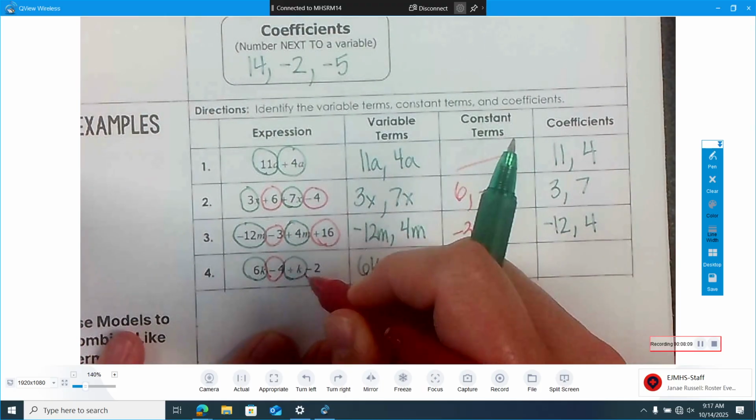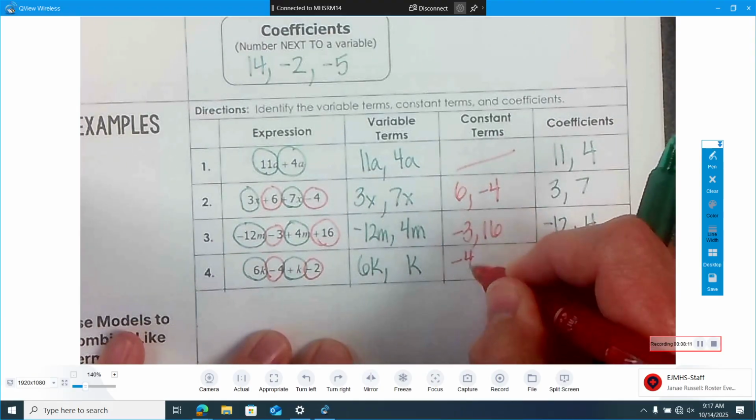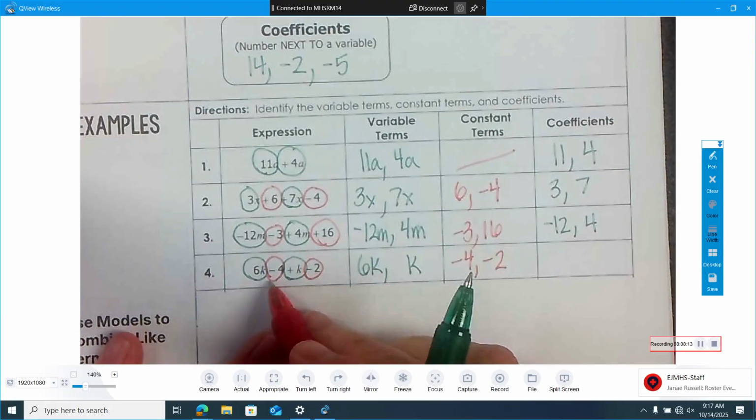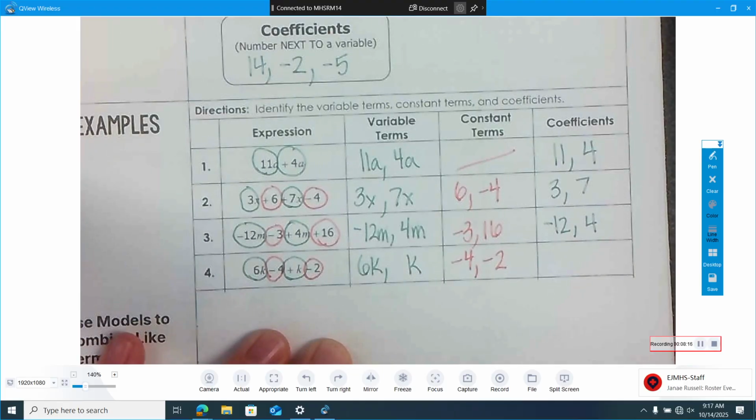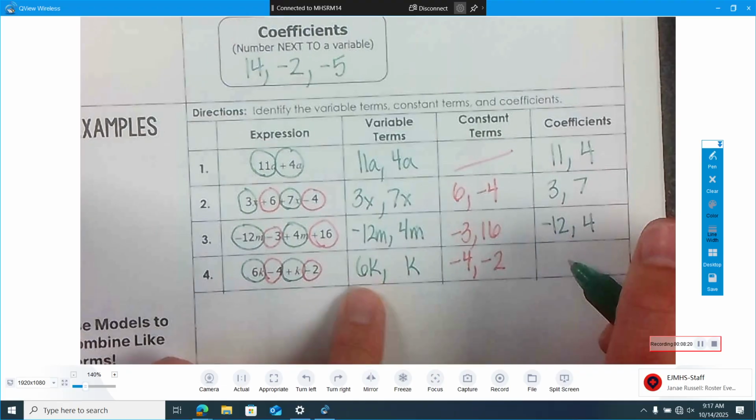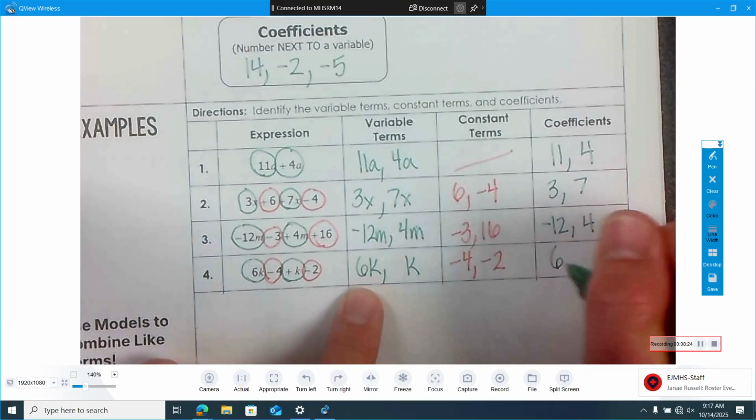Negative 4 and a negative 2. Very good. We have a negative 4 and a negative 2. I love how you're taking the sign along for the ride. Very good. Now, tricky. What are the coefficients? 6 and 1. Very, very good.